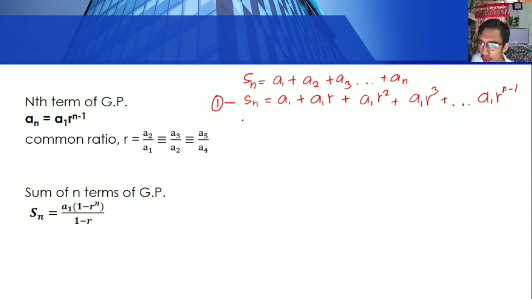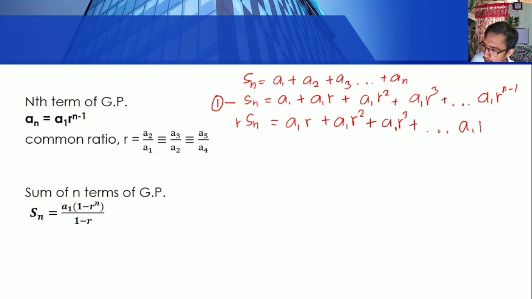For equation 2, i-multiply natin itong equation 1 natin sa common ratio. So, r times yung S sub n is equal to a sub 1 times r plus a sub 1 times r squared plus a sub 1 times r cube hanggang makarating tayo sa last term natin, which is a sub 1 times r raised to n.